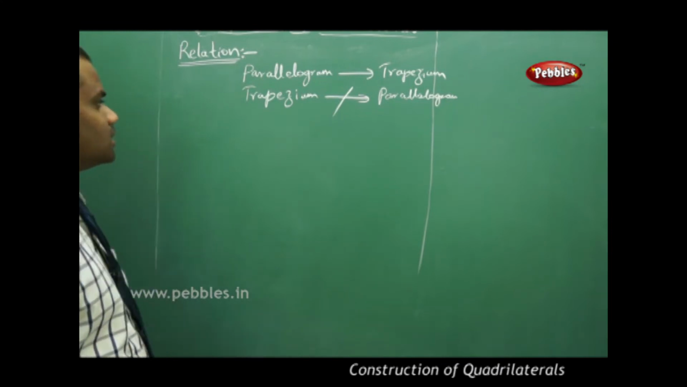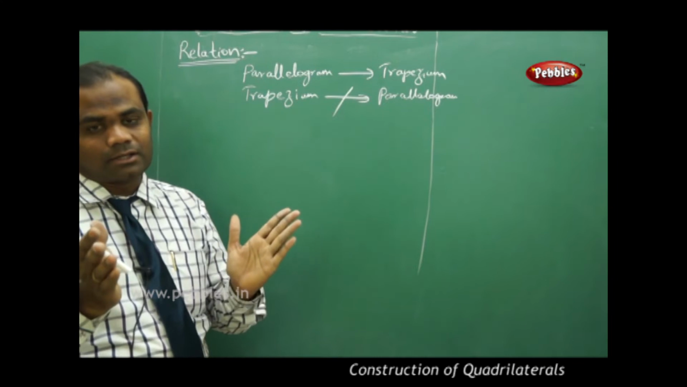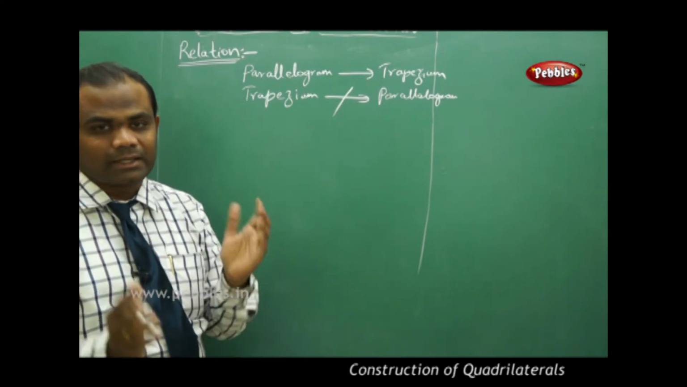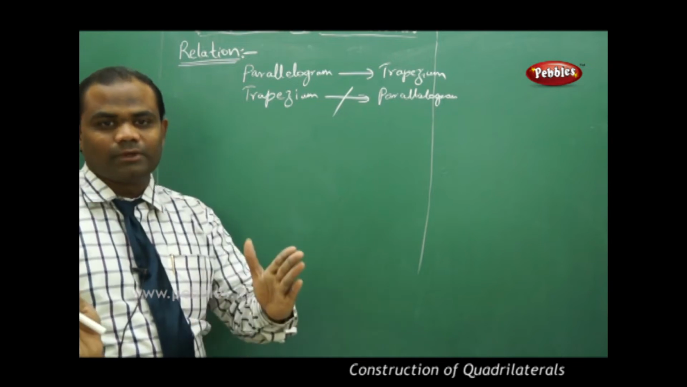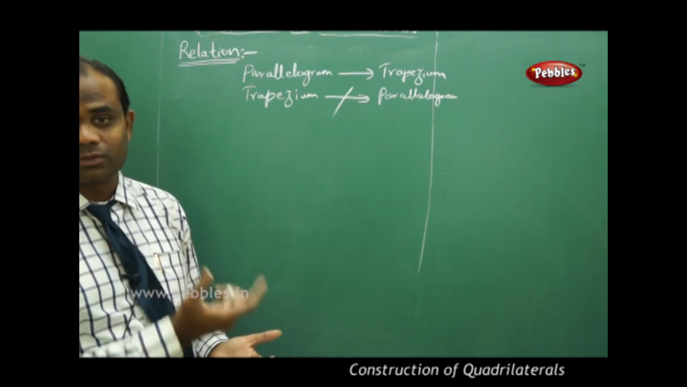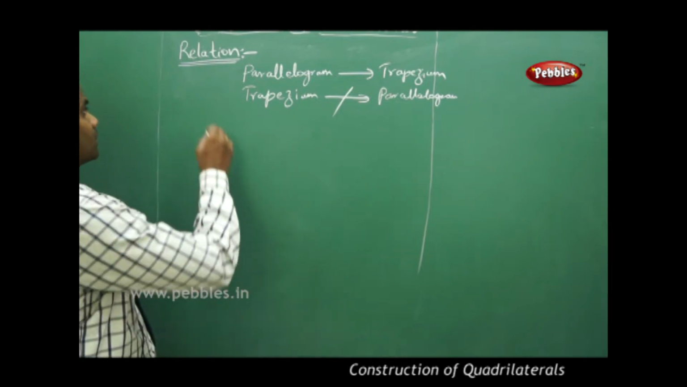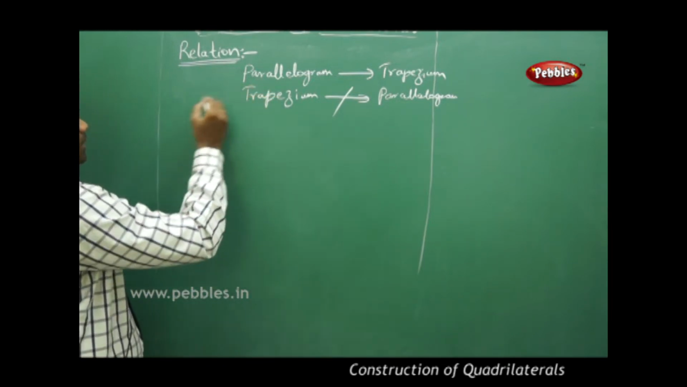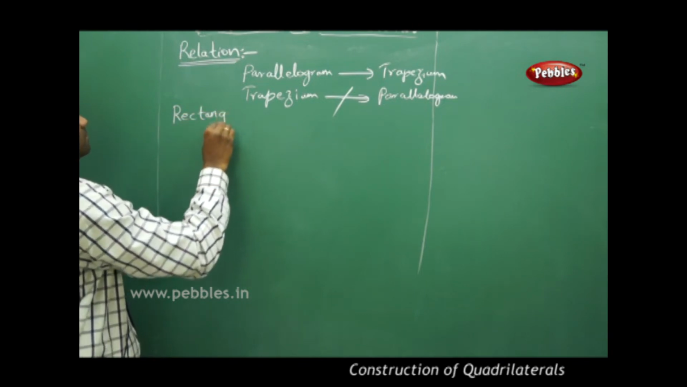Also identify that in case of a parallelogram, when opposite sides are parallel, their sides are also equal, because the parallelism condition proves the equality. So when opposite sides are parallel, obviously the opposite sides of a parallelogram are also equal. Now, the third type of quadrilateral which I identify after the parallelogram and the trapezium is a rectangle.